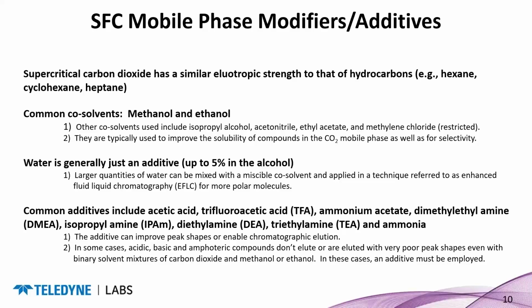Common additives that we all know from regular chromatography, acetic acid, TFA, ammonium acetate, all these same types of modifiers we use in HPLC, can be used with SFC as well to either improve peak shape or help with elution from a given column or stationary phase. It may actually be a requirement to use them. Depending on the compound class you're doing chromatography with, it may dictate how you start your screening and method development.